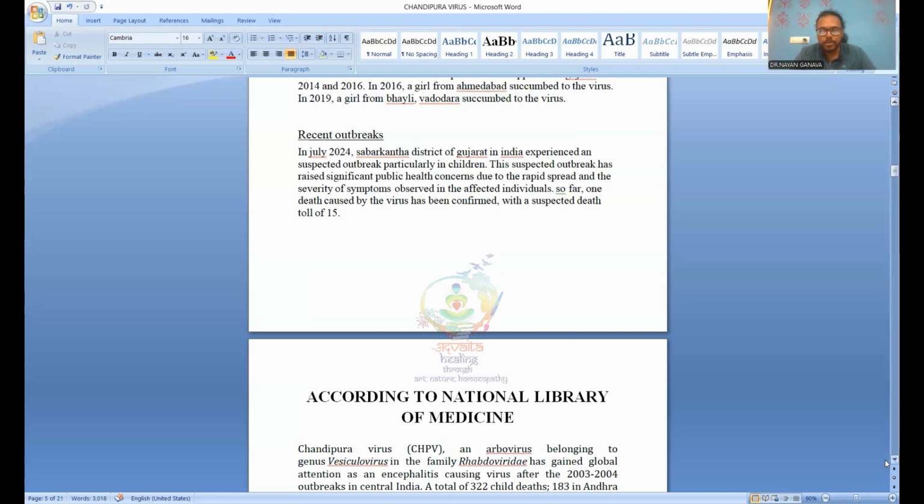a matter of concern now, because if a person gets infected with Chandipura vesiculovirus, there is no particular treatment or vaccine, so there needs to be a matter of caution.